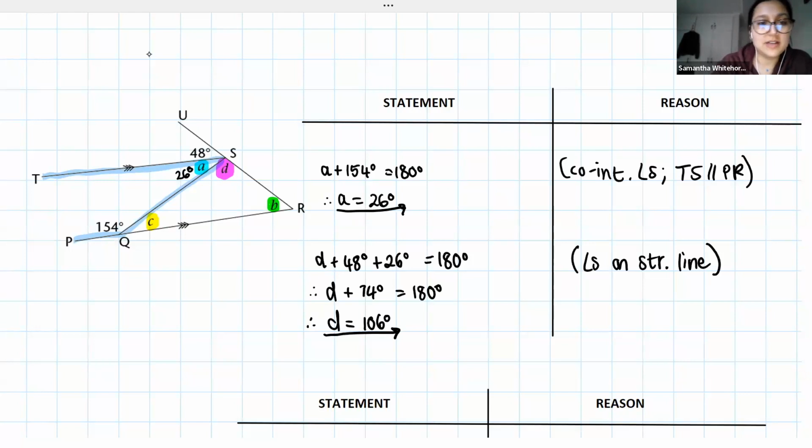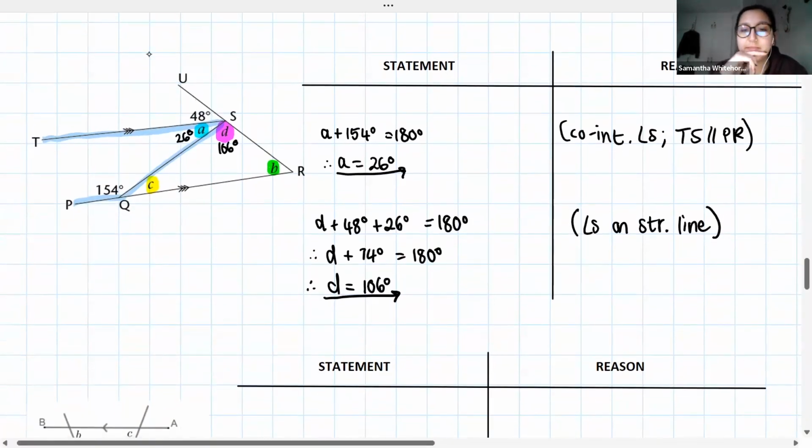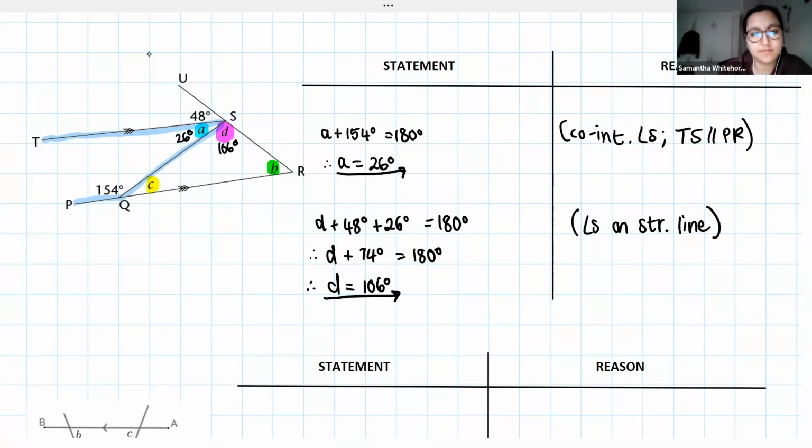Okay, so there we go, guys. Two birds with one stone. We got A and we got D from Chantal. Chantal, do you want to carry on? Because I don't see any other hands. Ma'am, I have C. Okay, let's do C. Ma'am, I said 154 plus C is equal to 180. And your reason? Ma'am, I said angles on a straight line. Perfect. And so what is C equal to? C is equal to 26.